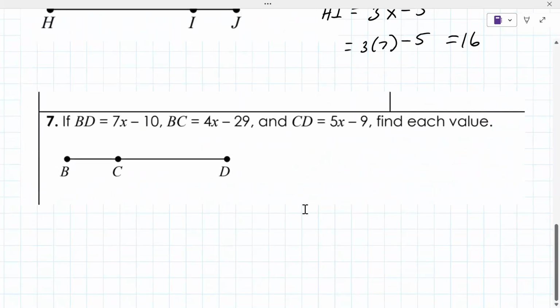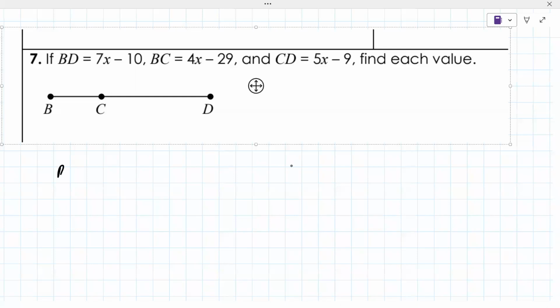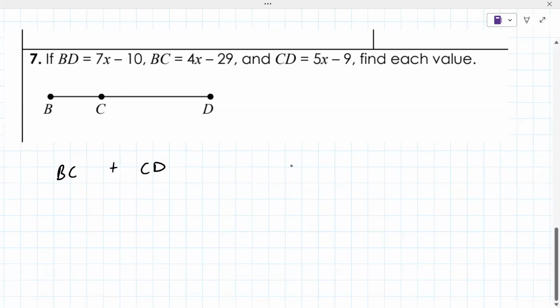All right, so here we go. Again, it's the segment addition postulate. It's not any different. It's the same as before. BC plus CD, so the part plus the part equals the whole. All right. Now, what is BC, the expression for BC in this problem? It's 4x minus 29. Okay.